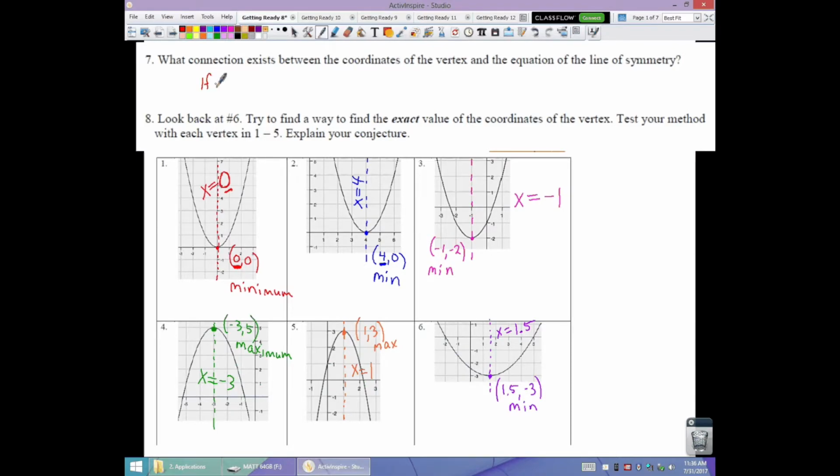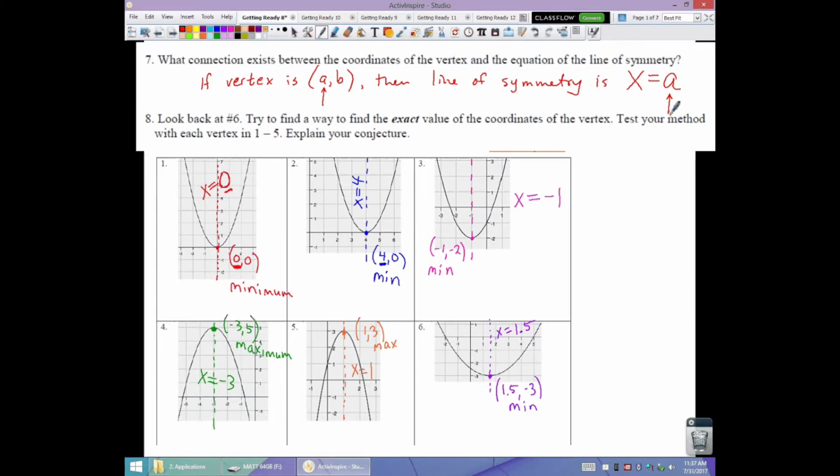So if the vertex is, let's say, (A, B), then the line of symmetry is, and it's always x equals, for our open up and open down parabolas, x equals A. The x coordinate here matches the constant in our equation.